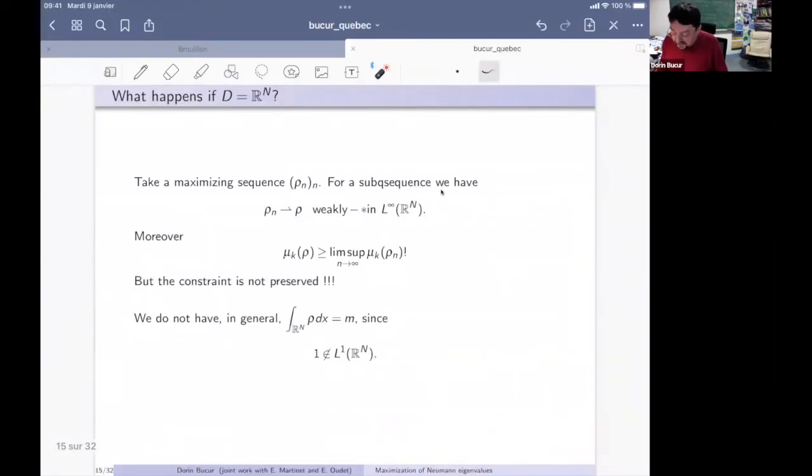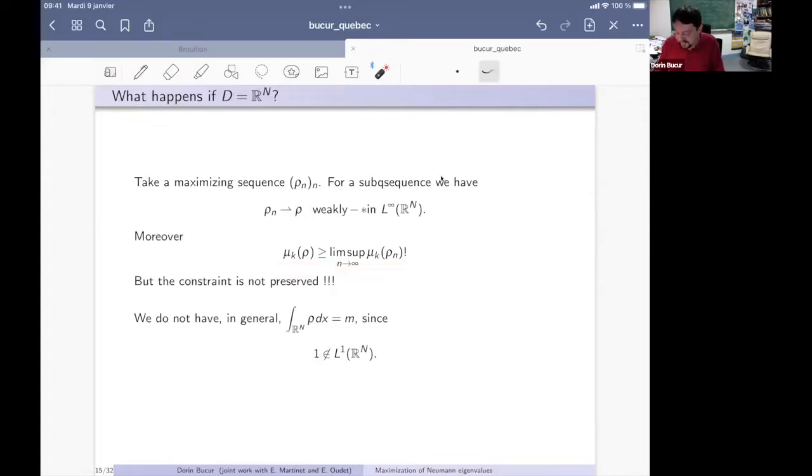Now, the natural question is what happens if the box is replaced by R^n? Because if the box is replaced by R^n, then in fact, things become much more complicated. I just recall that the passage from a box to R^n for the Dirichlet boundary condition took almost 20 years. So what happens here? Here again, I want to maximize mu k in R^n. I can pick a maximizing sequence of densities. By compactness in L infinity, I can extract a subsequence which converges weakly star in L infinity to some density rho, and one can still prove upper semi-continuity.